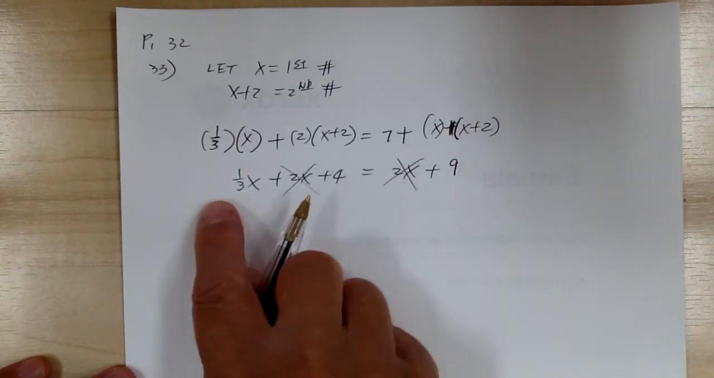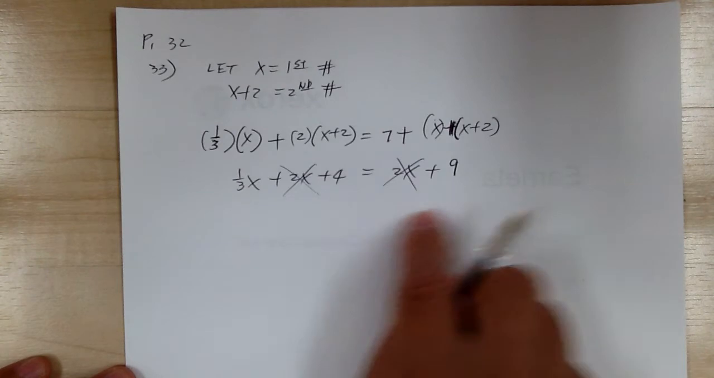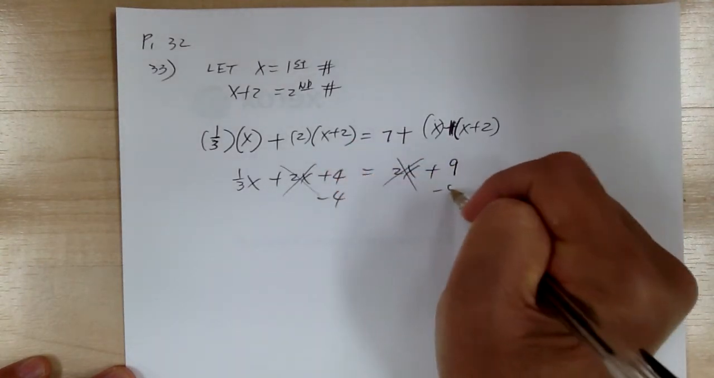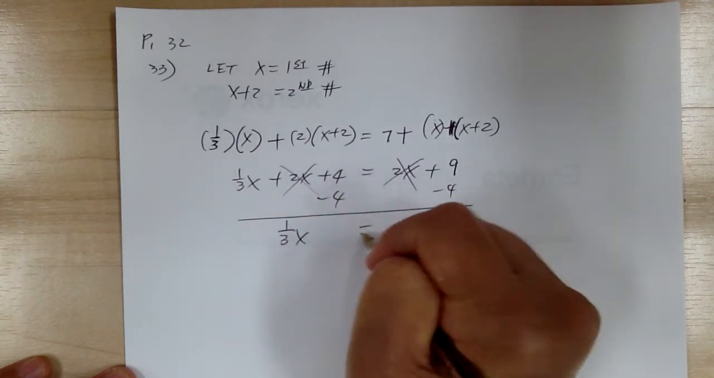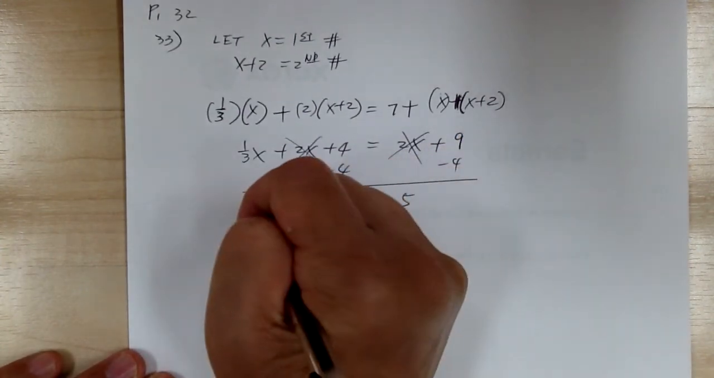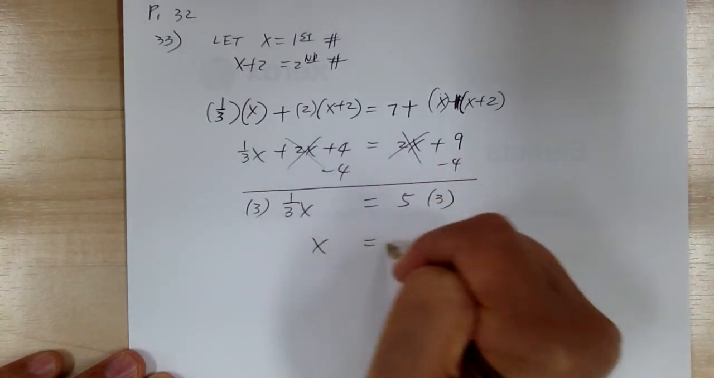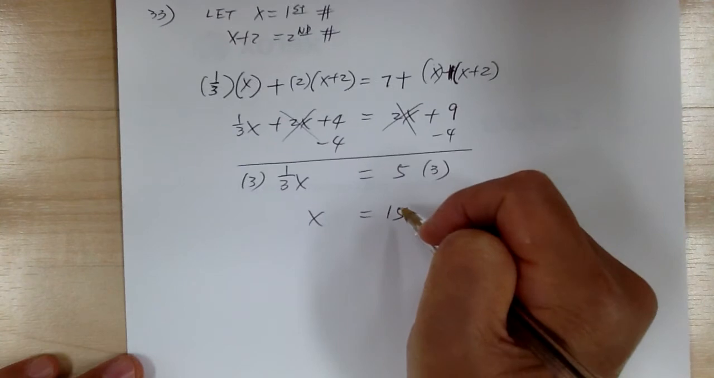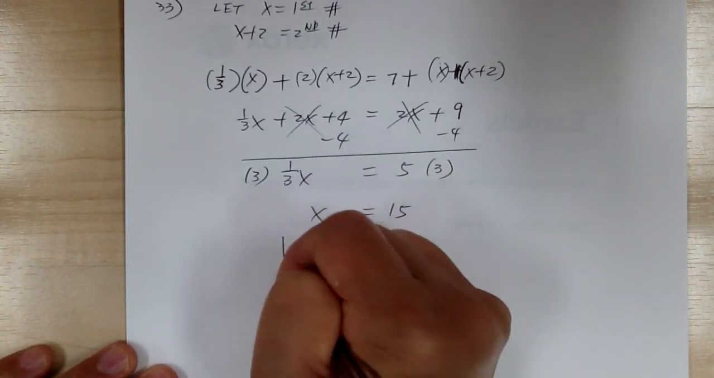And in this case, I don't need to multiply by 3 for now. Okay, I'm going to move this over. So minus 4. So 1/3 x is equal to 5. So multiply both sides by 3. So x equals 15. So the two numbers you're looking for would be 15 and 17.